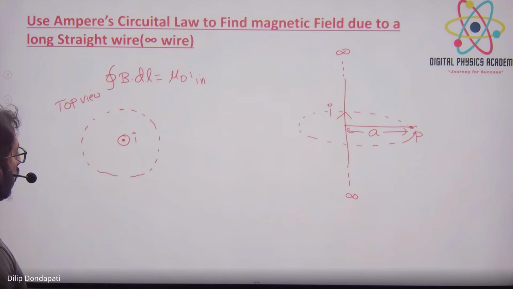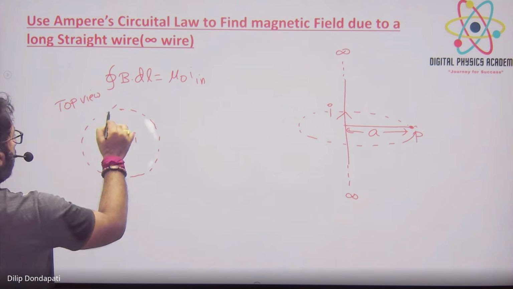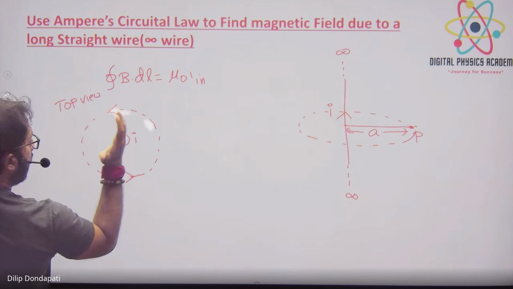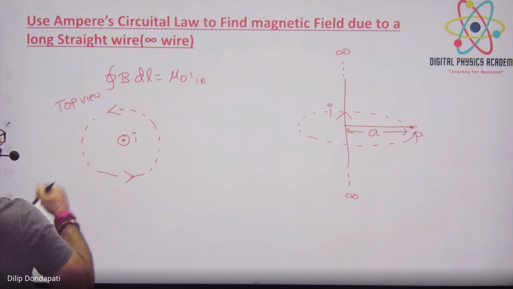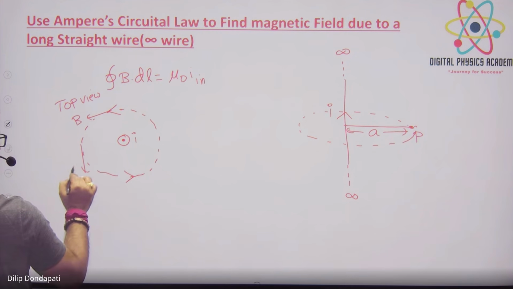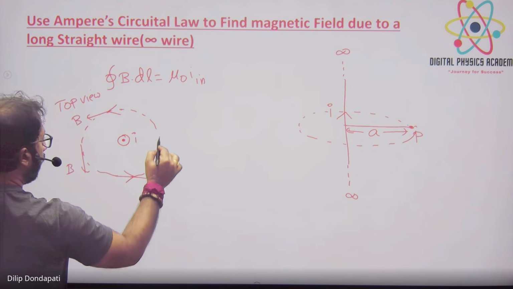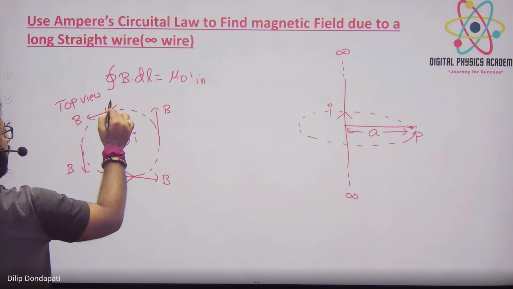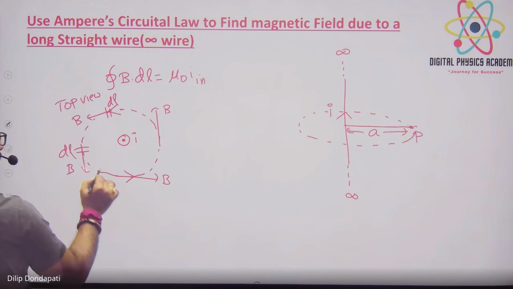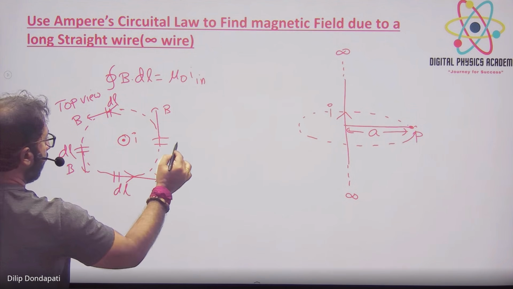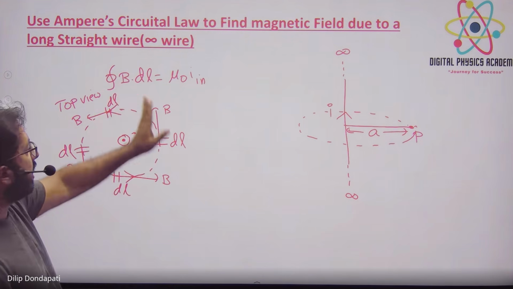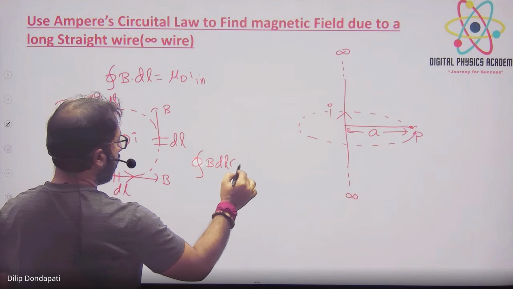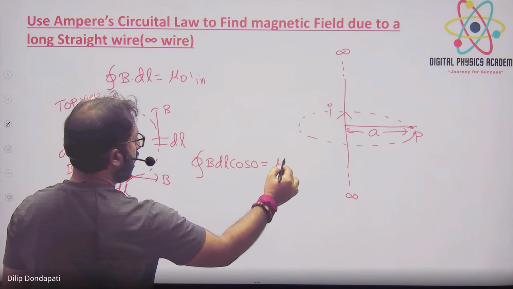Okay. Now what is the next step? Loop direction. I choose anti-clockwise. Thumb indicates the direction of current and curled fingers indicate the direction of magnetic field. I am representing the magnetic field as B. And dl should be taken in the direction of the loop only. Now the angle between B and dl is 0. Substituting this, closed integral B dl cos 0 is equal to mu naught times I inside.